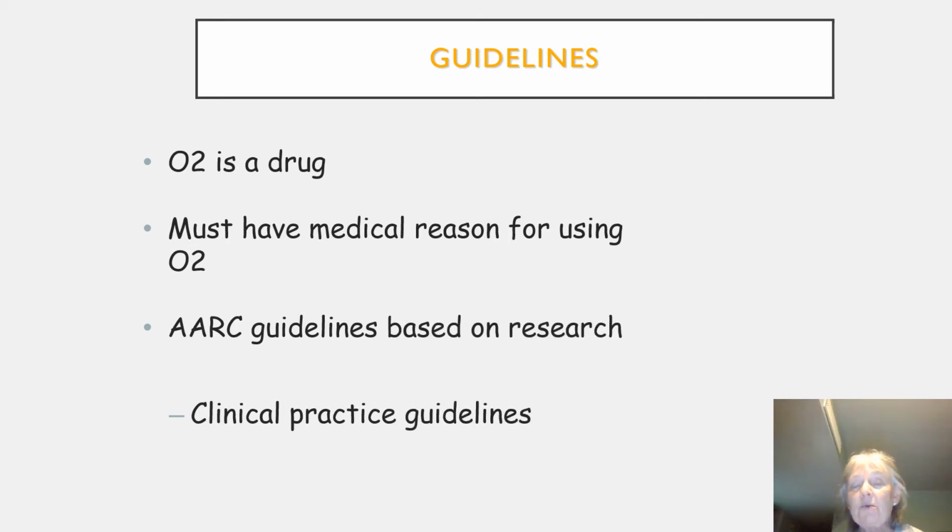And because it's so important, the AARC has guidelines that are based on research. These are your clinical practice guidelines. We have two different ones. One is on oxygen in the acute care setting. That's what we're going to talk a little bit more about today. And then the other one is oxygen in your nursing home or step down places, LTACs and places like that, long-term acute care centers.